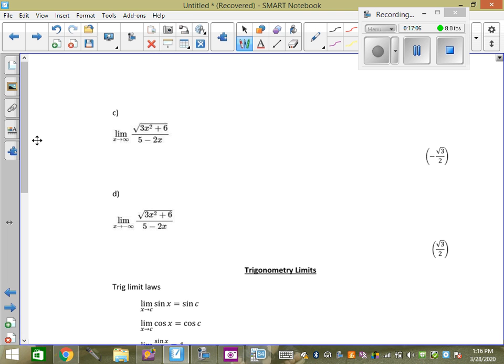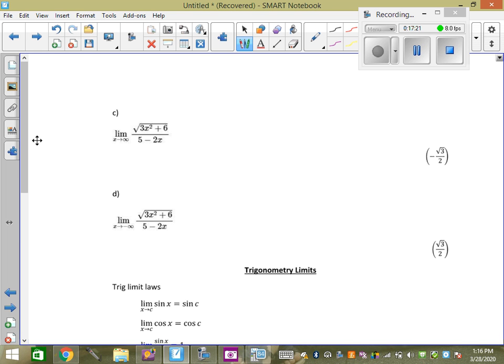Okay. This one, still infinity. What's the difference though? There's a square root, a radical in the numerator. So this isn't a polynomial over a polynomial. When you have radicals in the numerator, you actually have to check your signs. Okay? How you're going to end up.